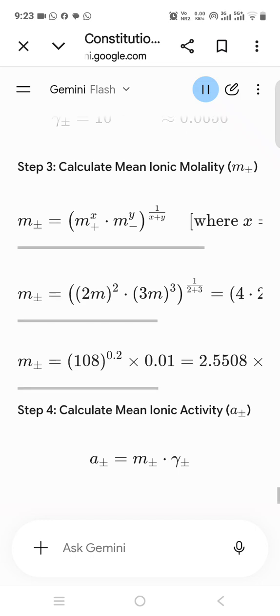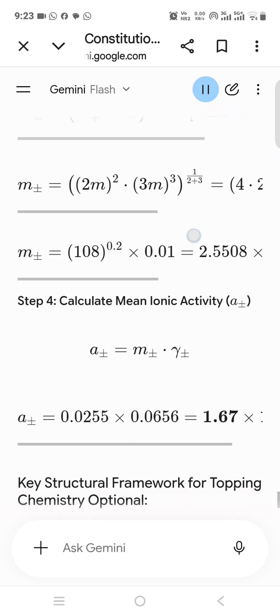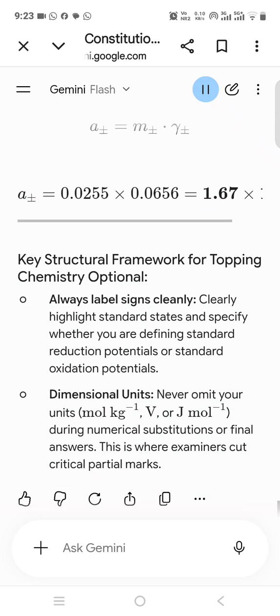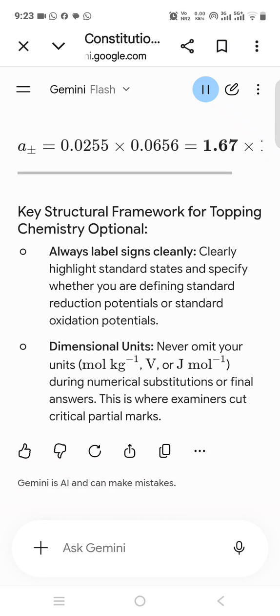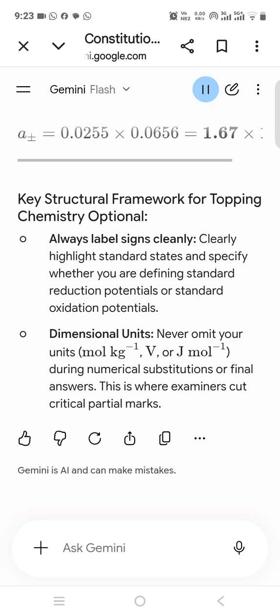Key structural framework for topping chemistry optional. Always label signs cleanly. Clearly highlight standard states and specify whether you are defining standard reduction potentials or standard oxidation potentials. Dimensional units. Never omit your units, mol kg^-1, V, or J mol^-1, during numerical substitutions or final answers. This is where examiners cut critical partial marks.